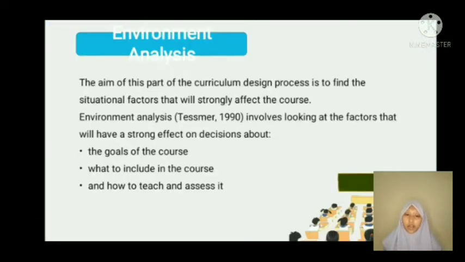The aim of this part of the curriculum design process is to find the situational factors that will strongly affect the course. Environment analysis, according to Nation 1990, involves looking at the factors that will have a strong effect on decisions about the goals of the course, what to include in the course, and how to teach and assess it. These factors can arise from learners and the teaching and learning situation.